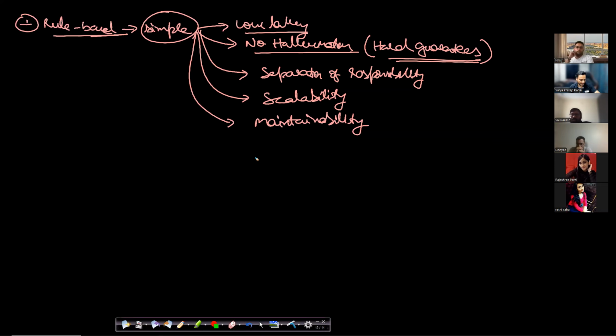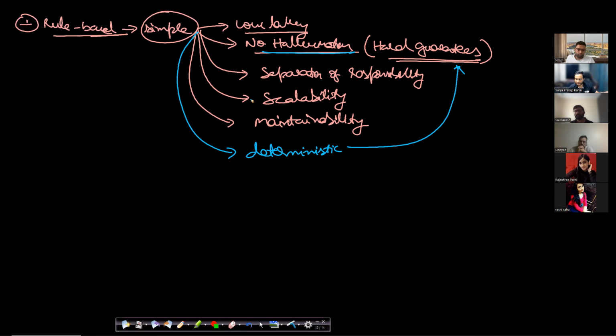And I think policies can be deterministic. Deterministic means you exactly know why it passes or why it fails. There is no nonsense to it. And this relates to the hard guarantee. It relates to no hallucination as well. It leads to no hallucinations, right?